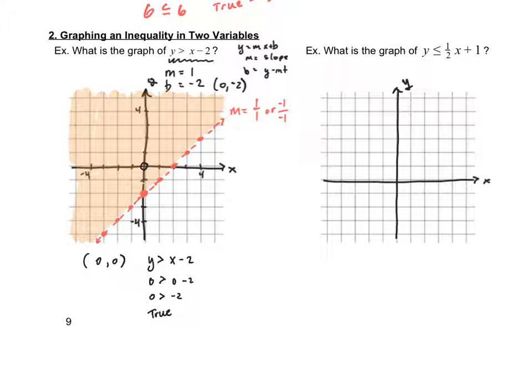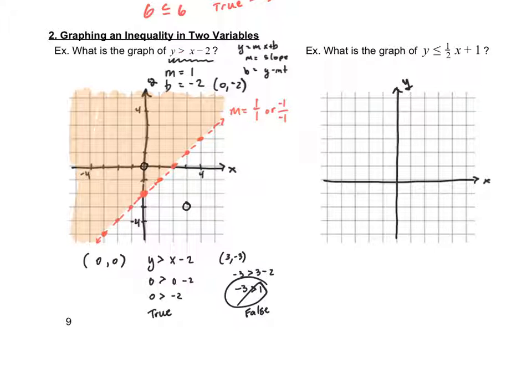Now we can turn around and take a point out of the non-solution area and see what happens. So if I take 3, negative 3, I'm going to have negative 3 is greater than 3 minus 2, so negative 3 is greater than 1, and that is not a true statement. That is false, so that is not a solution. So yes, my solution definitely falls above my line.